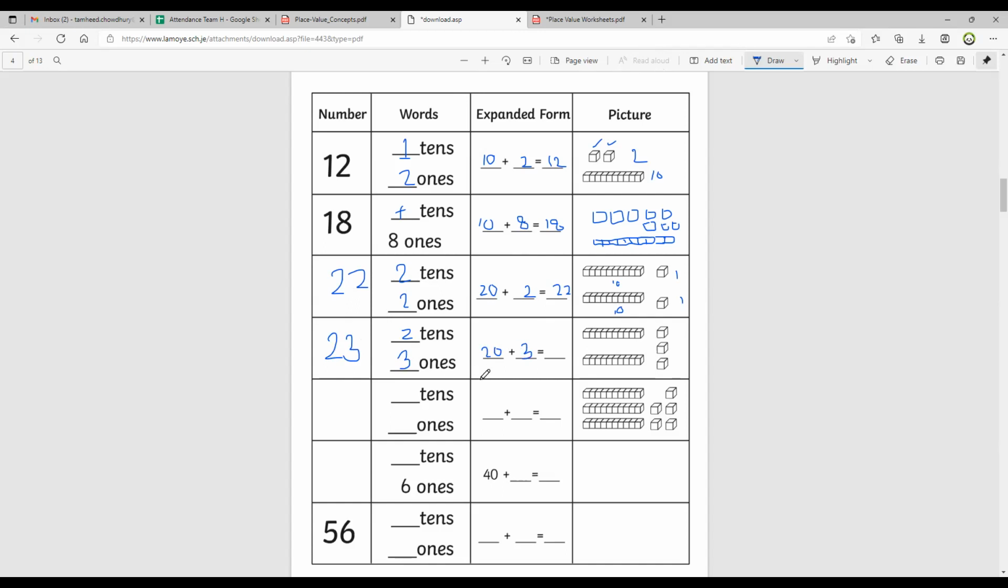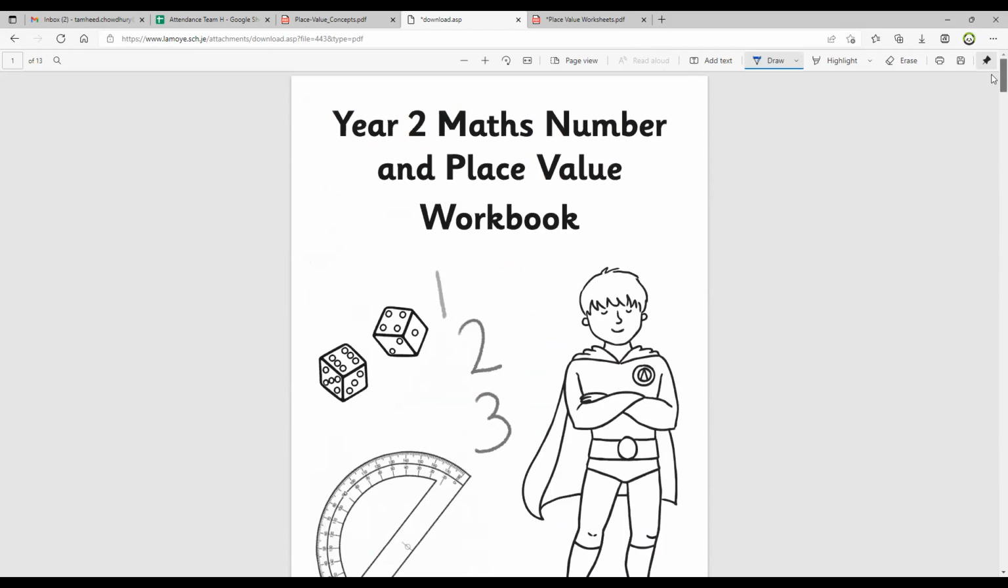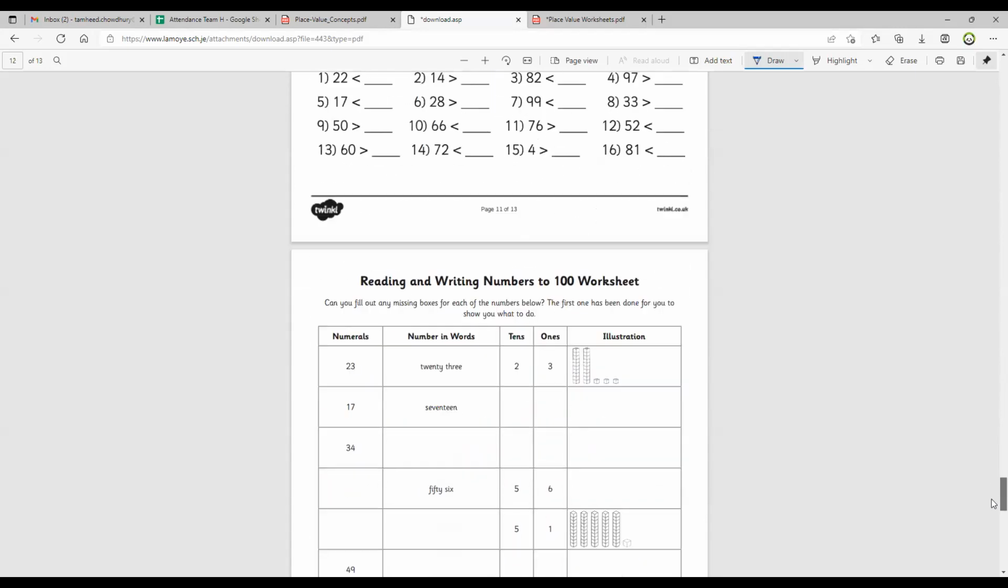I shall give you this PDF as well for the worksheet. It's small, and you can see the beginning is a bit childish. Here you are, sir: the Maths number and place value workbook, so you can solve it. Oh, it's going to take a long time.